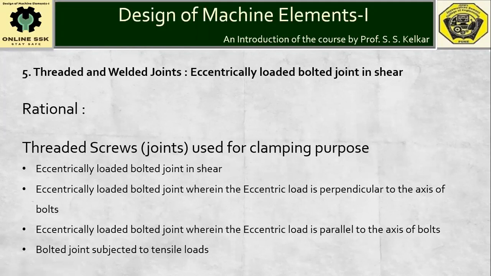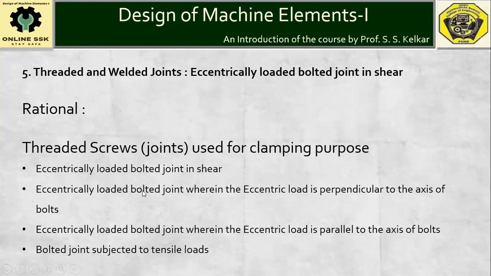Now, as far as our scope of syllabus is concerned, for threaded joints used for clamping purpose, there are four different types of numericals which we have to study under this category. First, eccentrically loaded bolted joint in shear, wherein the line of action of the force is in the plane of the bolts and it has eccentricity with respect to the CG of the bolted system.